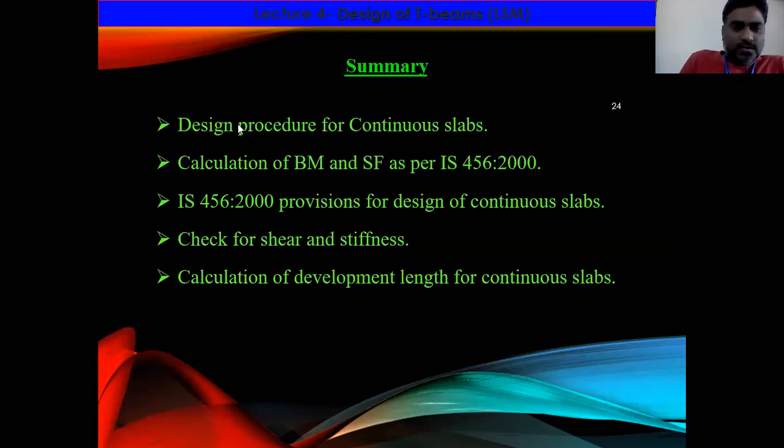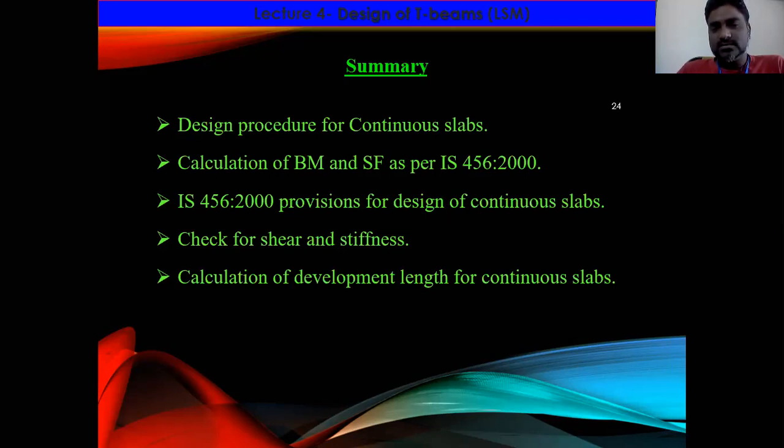So with this, I would like to conclude this class. Before closing, I just want to summarize what we discussed. We discussed the design of a continuous slab. That means the different steps you need to follow to design a continuous slab as per IS 456, and the codal provisions you need to remember while designing continuous slabs, right?